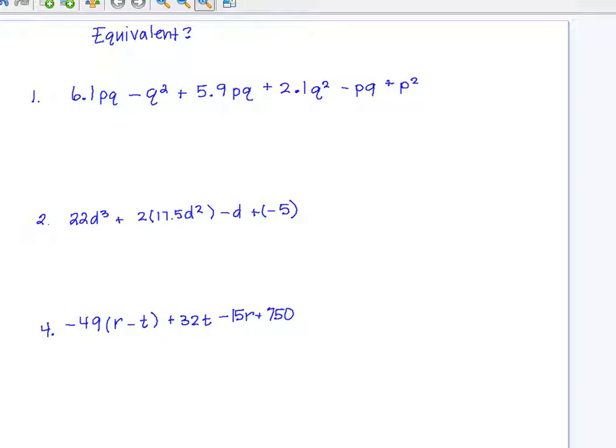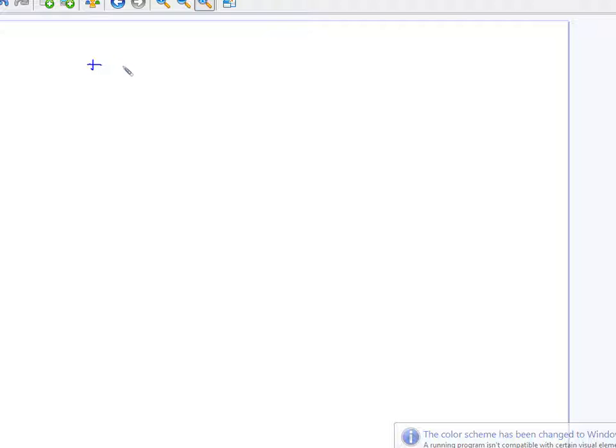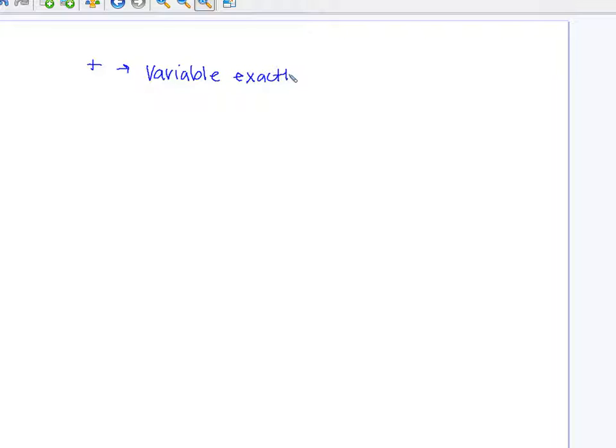Okay, so we are going to be determining if expressions are equivalent to each other, and we have to remember our rules for multiplying and adding terms and expressions. Remember, if you are adding, the variables have to be exactly alike. If you are multiplying, you can multiply number times number, variable times variable.